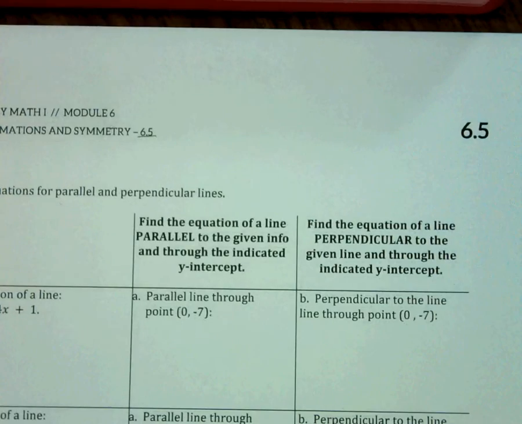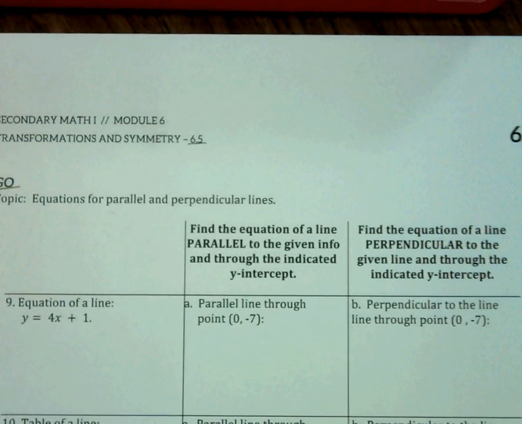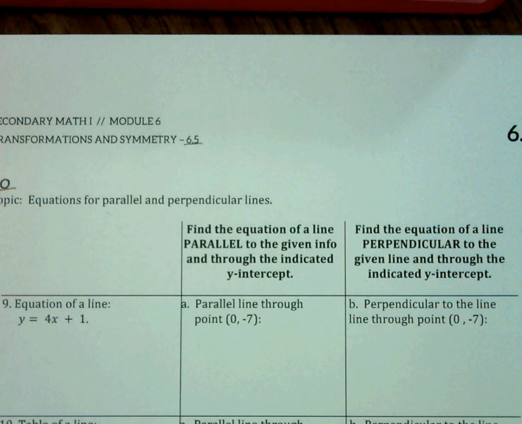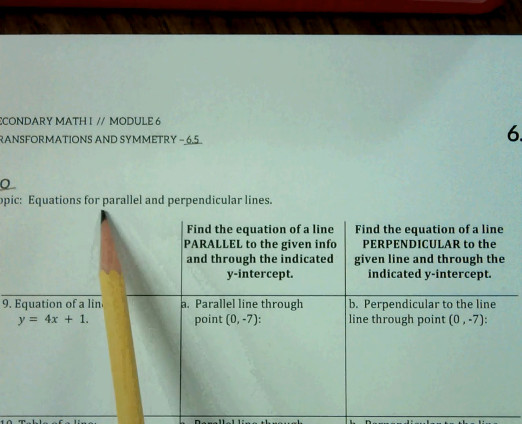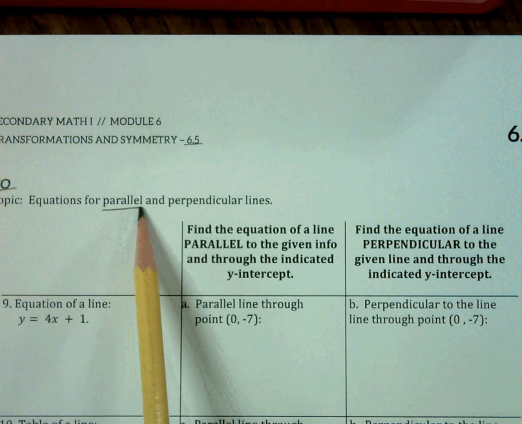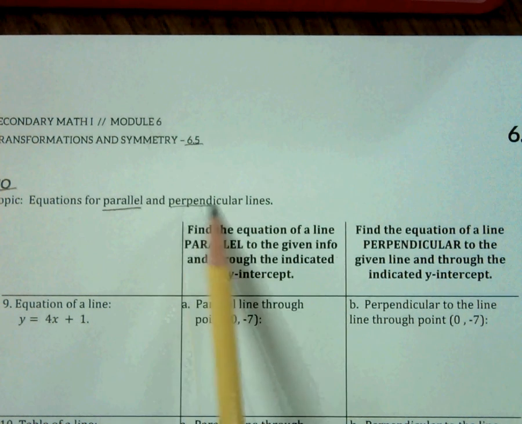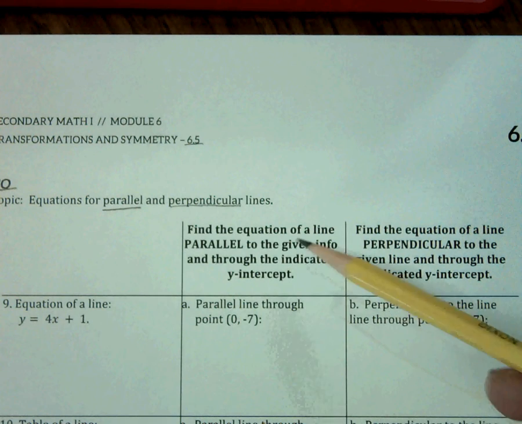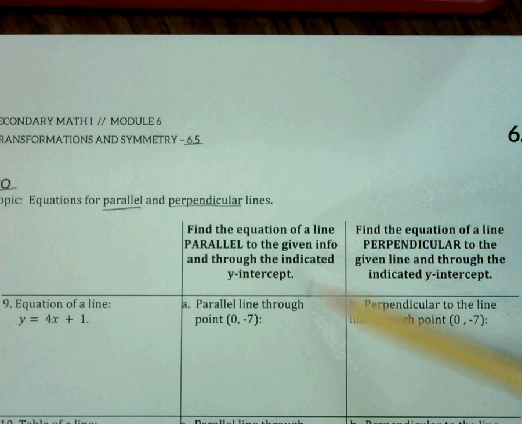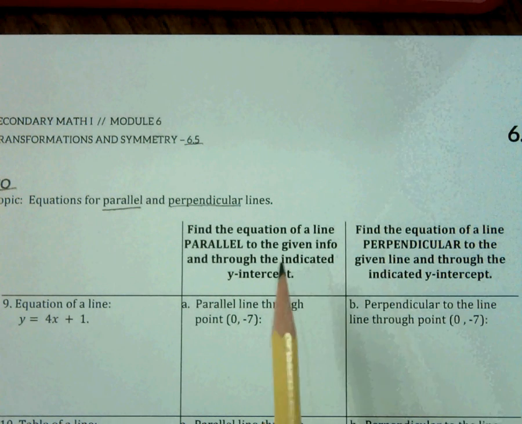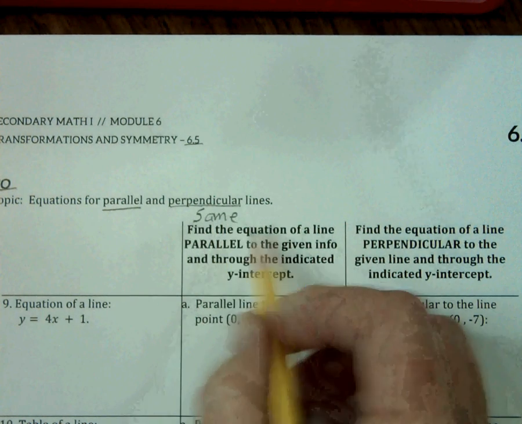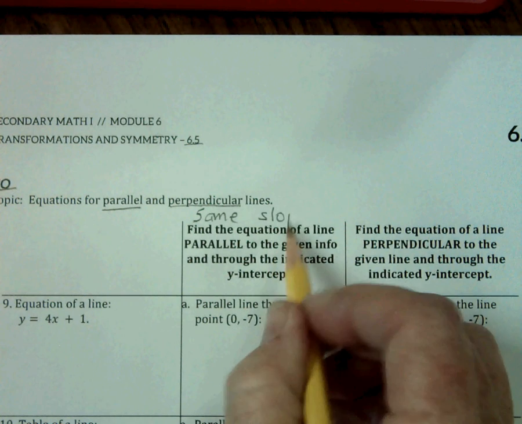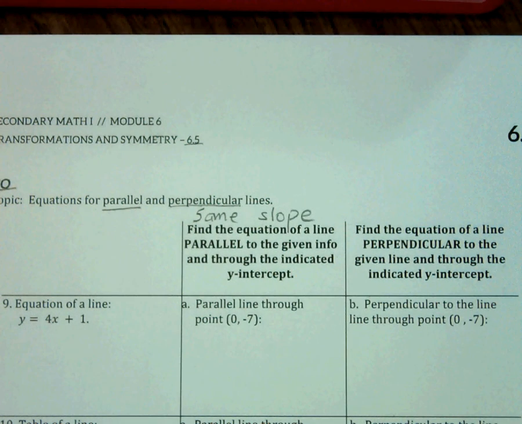Alright, so the reason I'm having you do this homework is to help you remember several things. First of all, what do we know about the slope of parallel and perpendicular lines? Well, this first column is about parallel lines, and all parallel lines have the same slope. So if a line is parallel to another line, and the first line has a slope of 2, then the other line has a slope of 2.